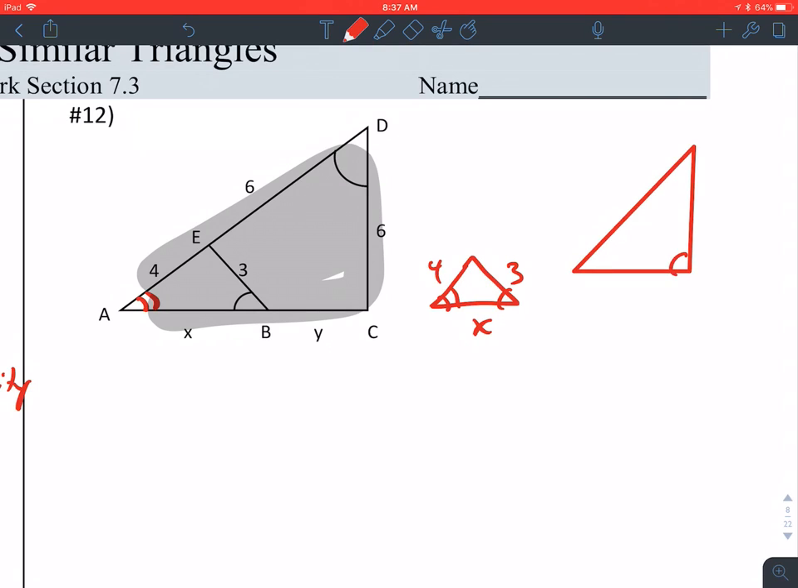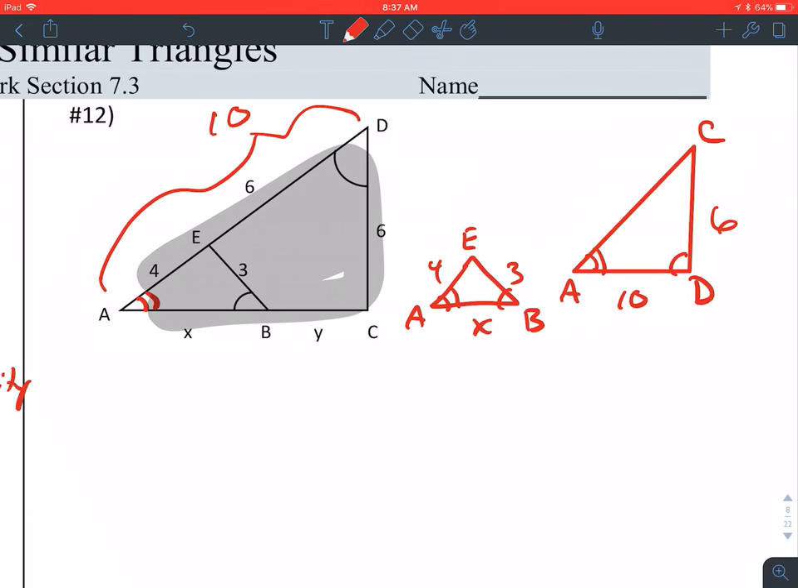Scale doesn't matter. 1 arc and 2 arcs. In the big triangle, the 1 arc is D, 2 arcs is A, and the unmarked is C. In the small triangle, 2 arcs is A, 1 arc is B, unmarked is E. So what's the length of AD? That's 10. DC is 6. AC is x plus y.